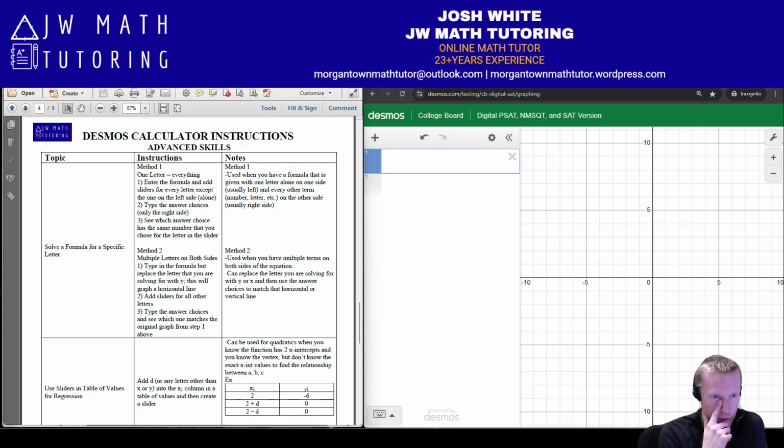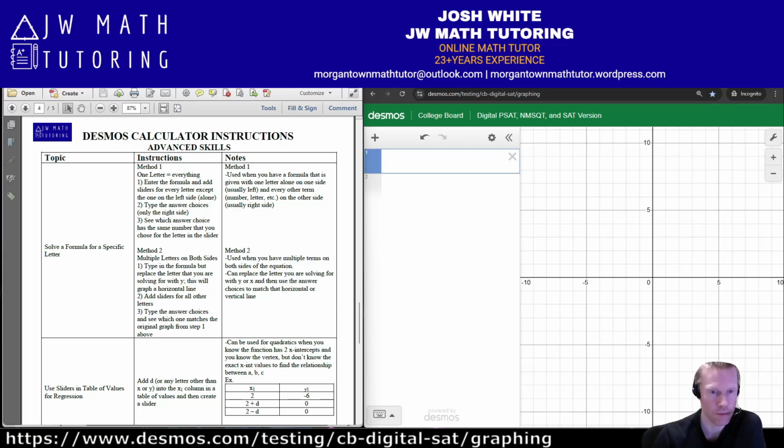All right, so for this first one, which is solving a formula for a specific letter, there are 2 different types of problems that you can encounter, and you have to solve each of them a little bit differently. So I'm going to go through the first type, which is when you have a formula that's given with one letter equal to everything on the other side, and go through an example problem of that. Then I'll come back to this operations sheet, talk about the second type where you have multiple letters on both sides.